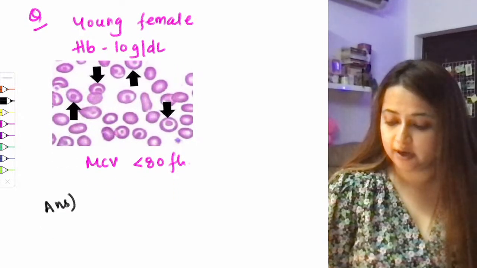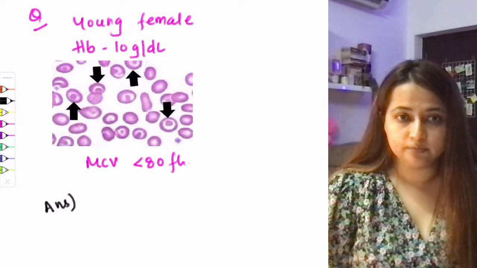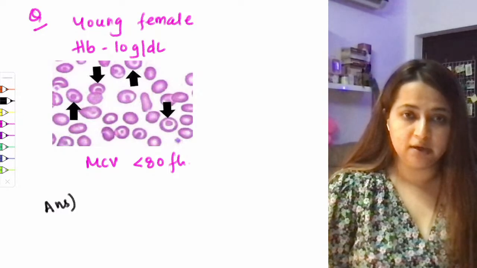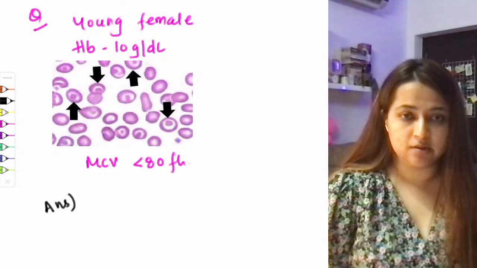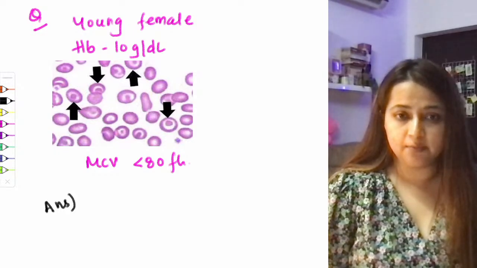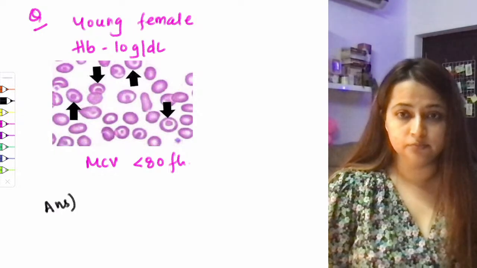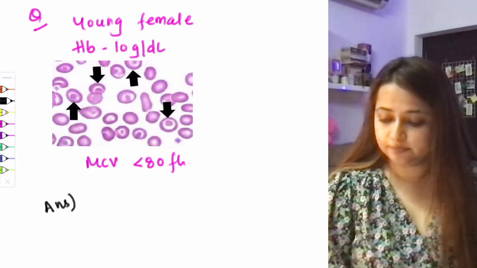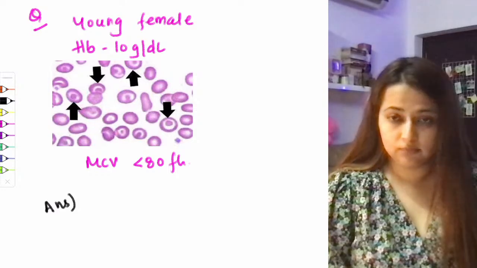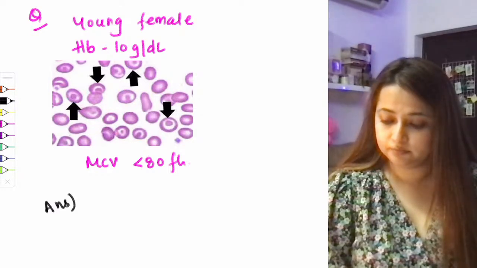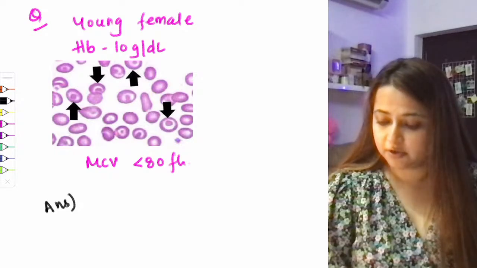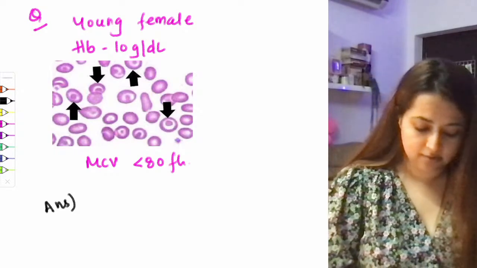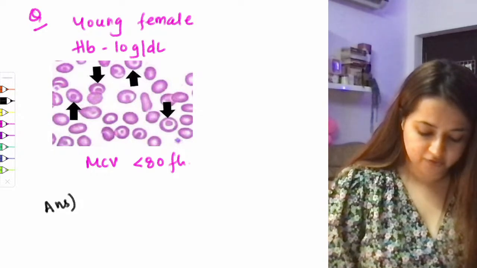So look at the picture and try to answer this question. So what are we talking about here? Young female, hemoglobin 10, and peripheral blood smear is given. You will see this kind of picture. MCV is less than 80. So what is it? Anyone? So what is the answer here? What is shown in this picture first of all?